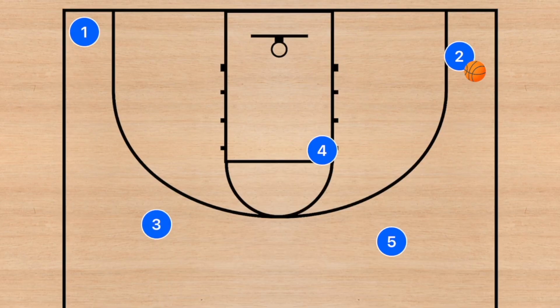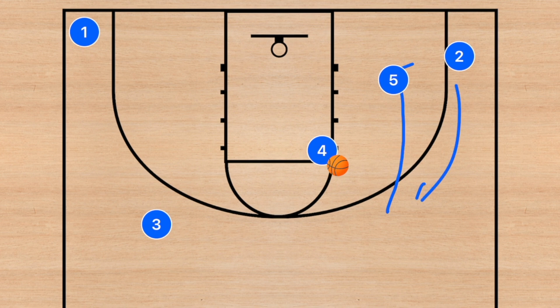But you also have to teach them how to move off ball. So for example, if we were to pass into player 4, let's say, for example, player 5, instead of cutting, he screened away for player 2. Well, now the whole defense is paying attention to what's happening over here.